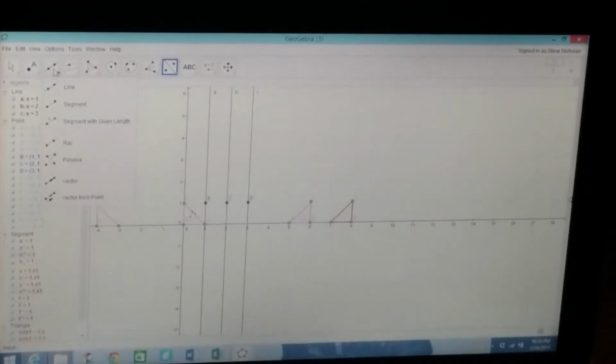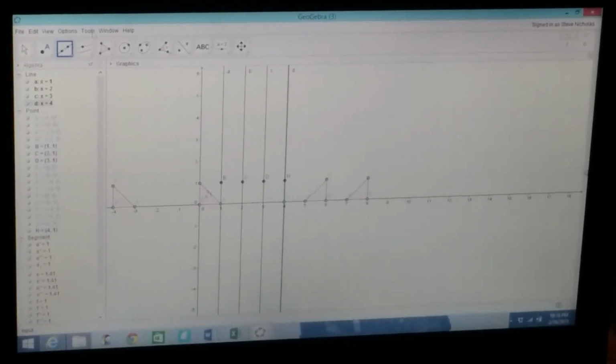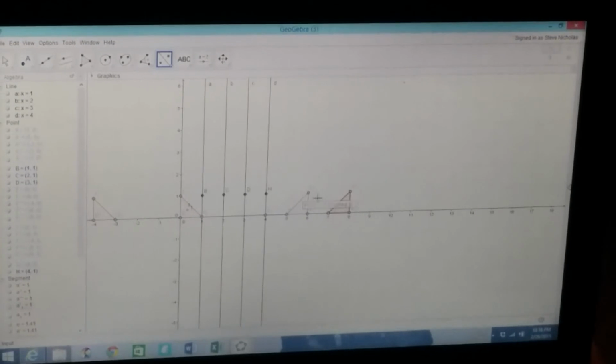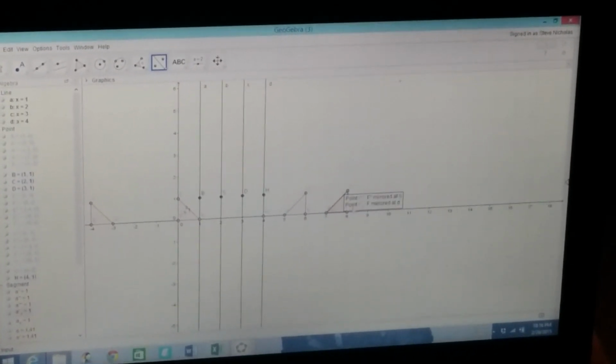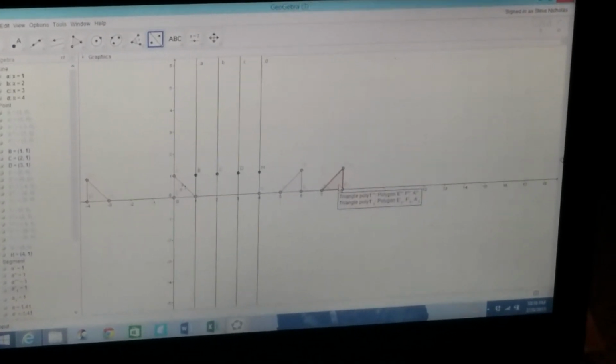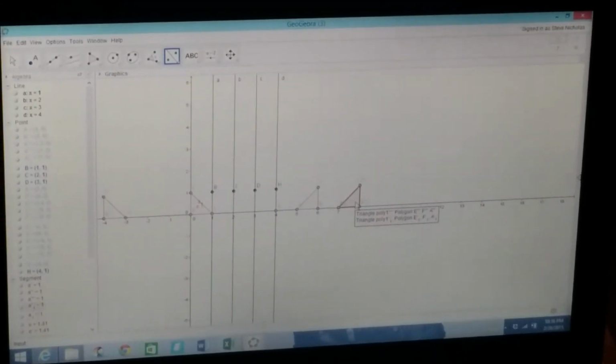Now, just to show you that this works, I'm going to draw in a line here at x equals 4. And I'm going to reflect the initial object about x equals 4. And as you can see, it was placed right on top of the new reflected object. It is just a reflection about one single line.